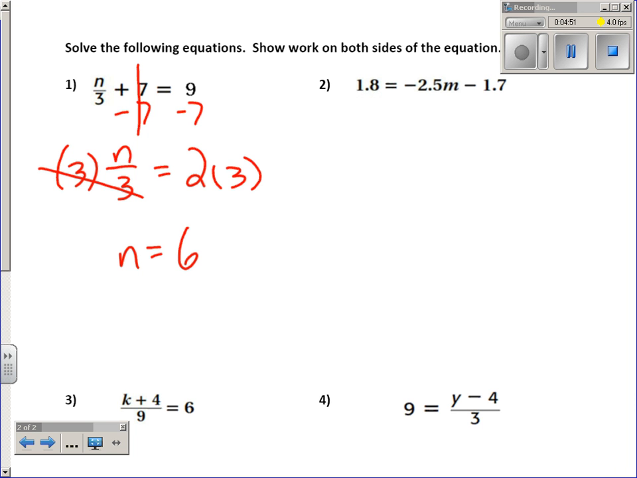Okay, now here we have decimals. We can still do this even though it's decimals. The first thing happening to the variable is multiplication by that 2 and 5/10. Then it's subtraction. So I need to get rid of the outside one. I need to add first. That's the operation that's furthest away from the variable.